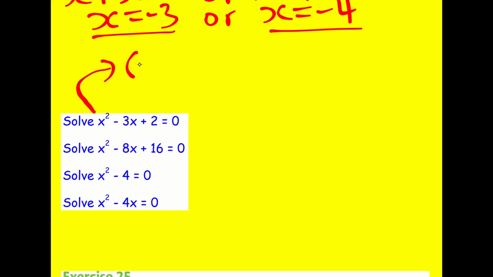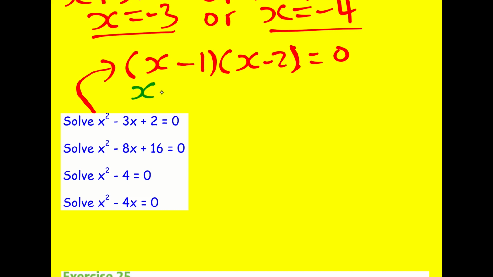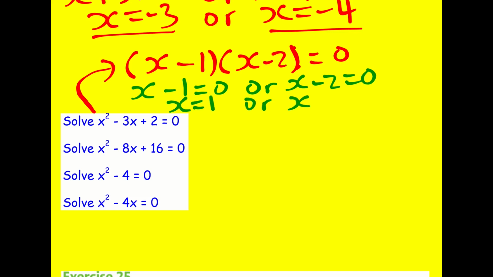Okay, so in this case, it's going to be x minus 1, x minus 2 equal to 0. We're then going to use this knowledge we've got. This is either 0 or this is 0, so it's going to be x minus 1 equals 0 or x minus 2 equals 0. And that's going to give us our answer, x equals 1 or x equals 2. Done. Okay, finish this one. Next one.